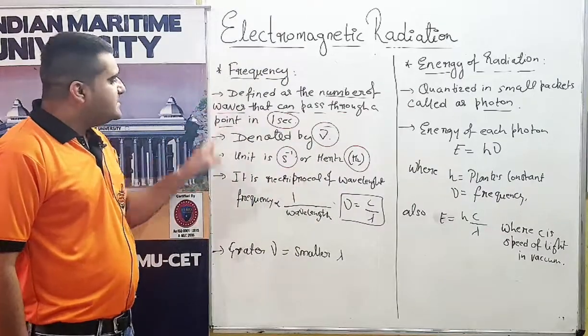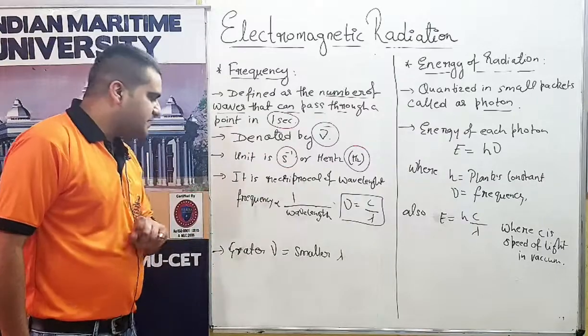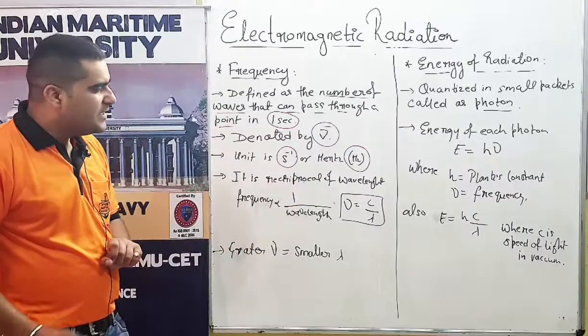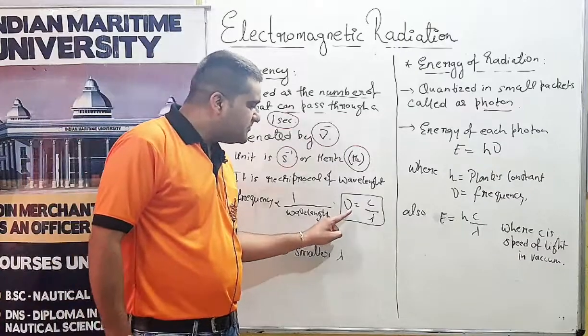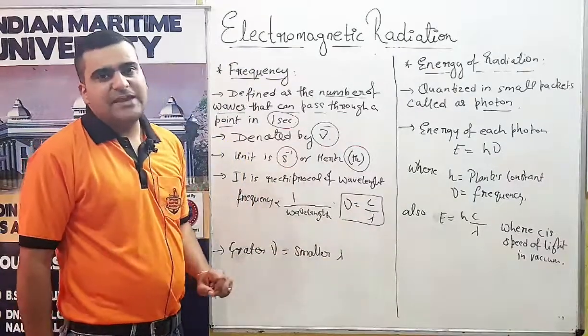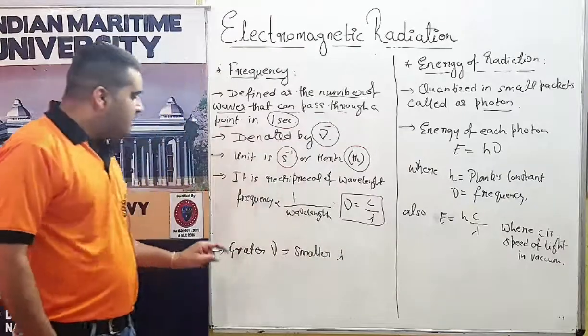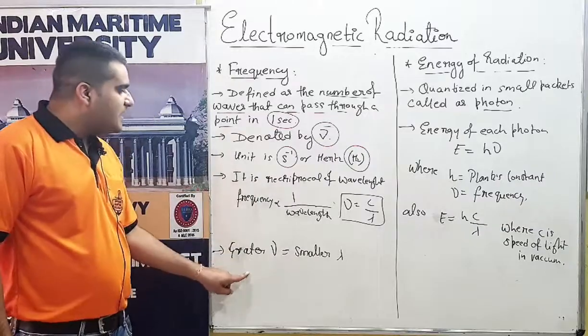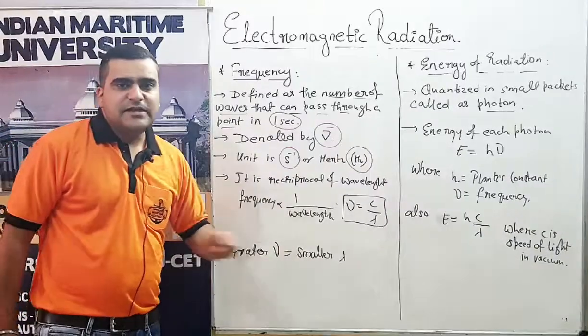Now, frequency is reciprocal of wavelength. That means frequency is inversely proportional to the wavelength, and we also have a formula where frequency is equal to c upon lambda, where c is the speed of light in vacuum. By this relation, we can find that the greater the frequency, the smaller will be the wavelength.